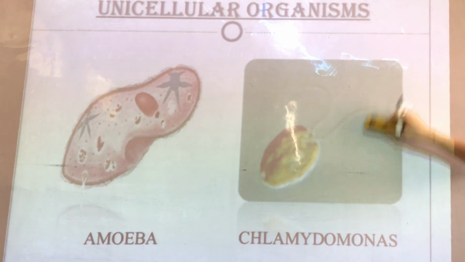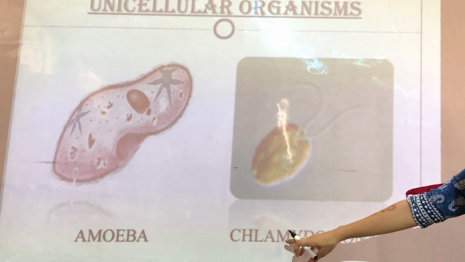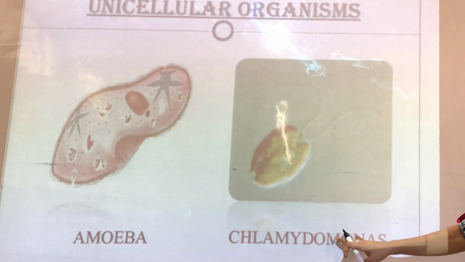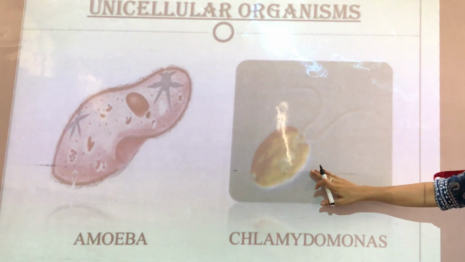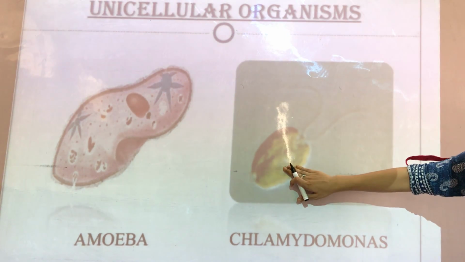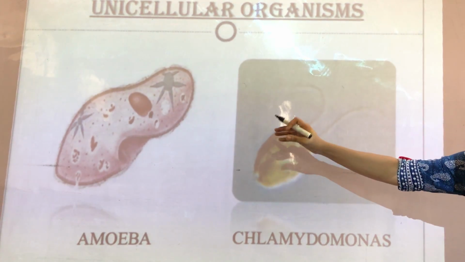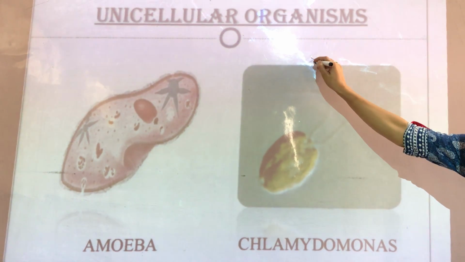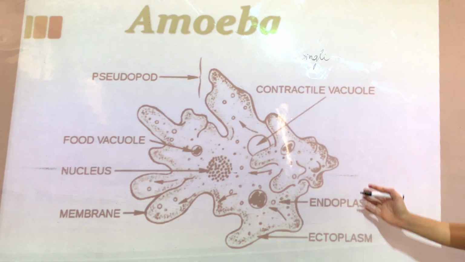The first one is amoeba and the second one is Chlamydomonas. Okay, so these two are the unicellular organisms which survive on one single cell. That is the one single cell only. Okay, so amoeba, it is a single cell organism. Okay, now it looks like this.